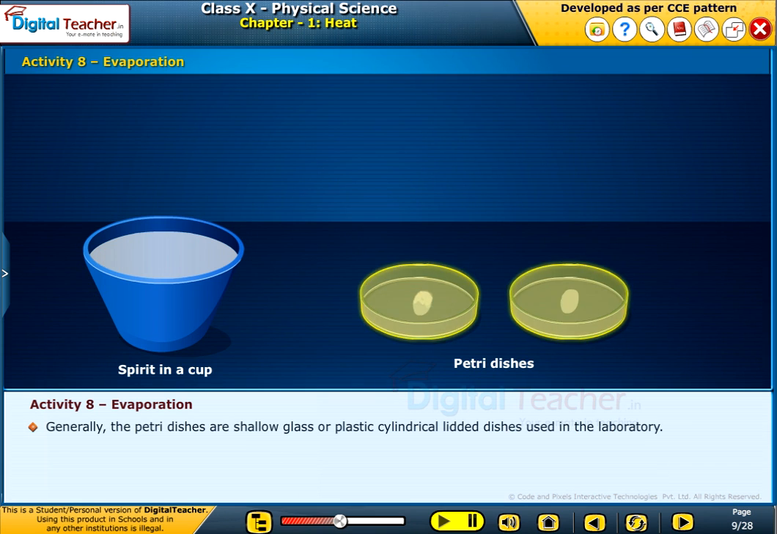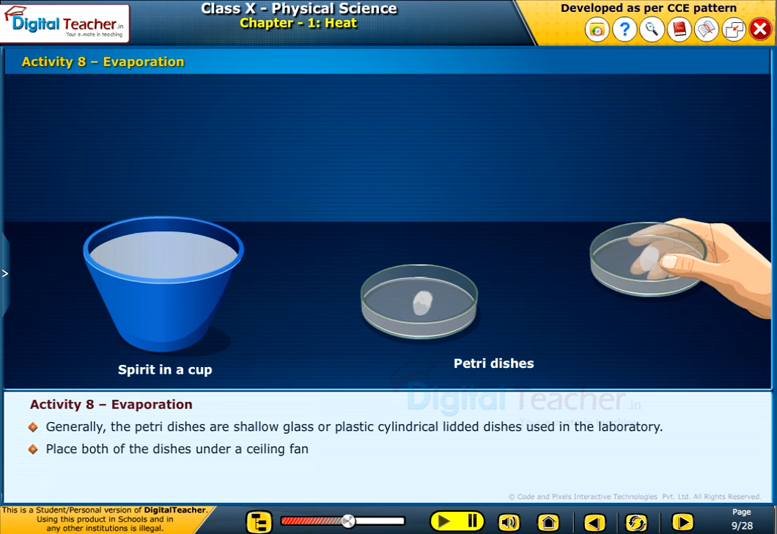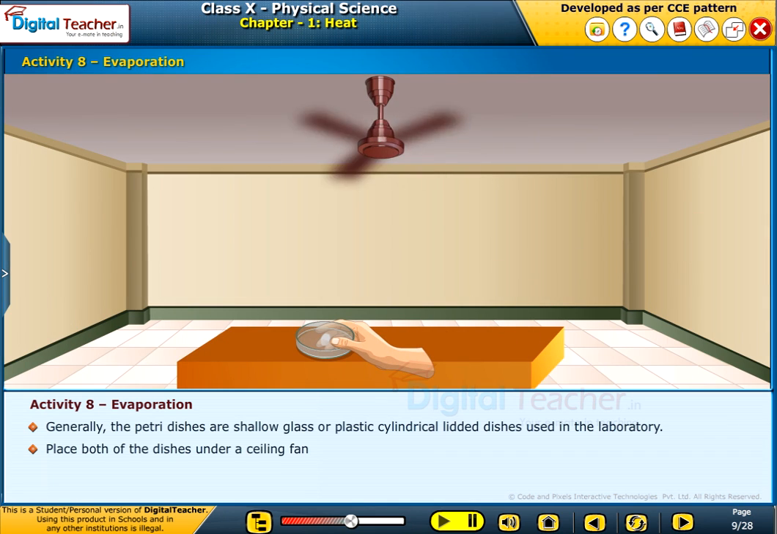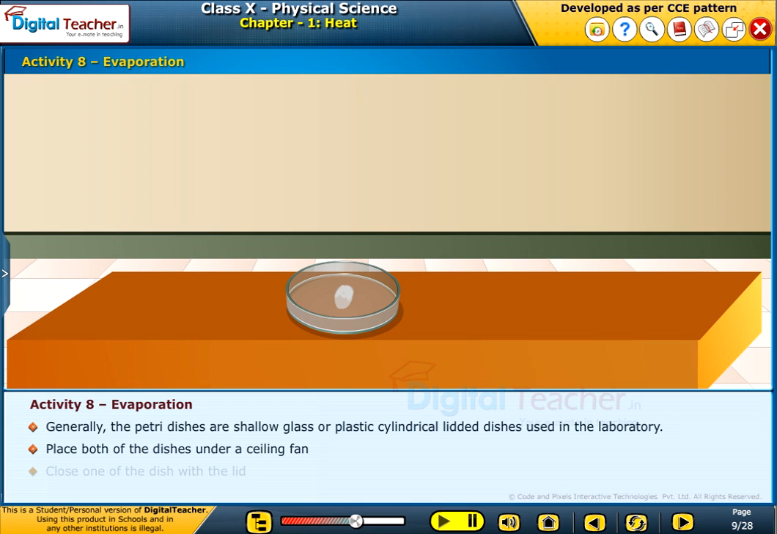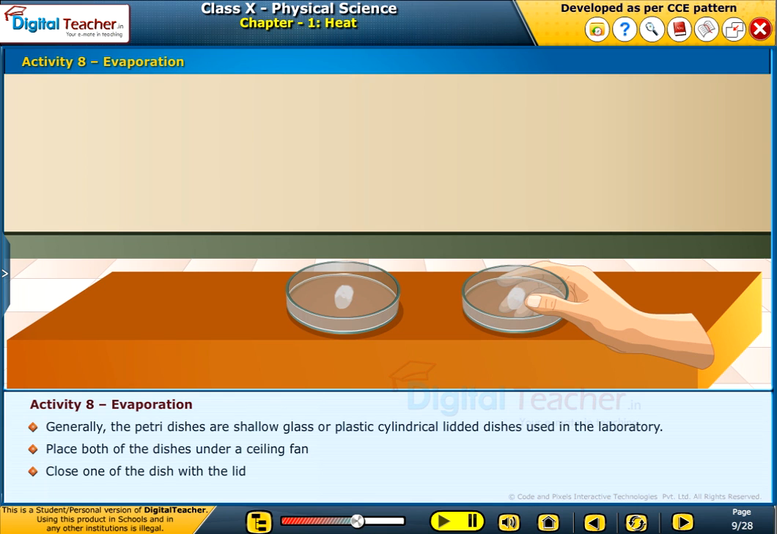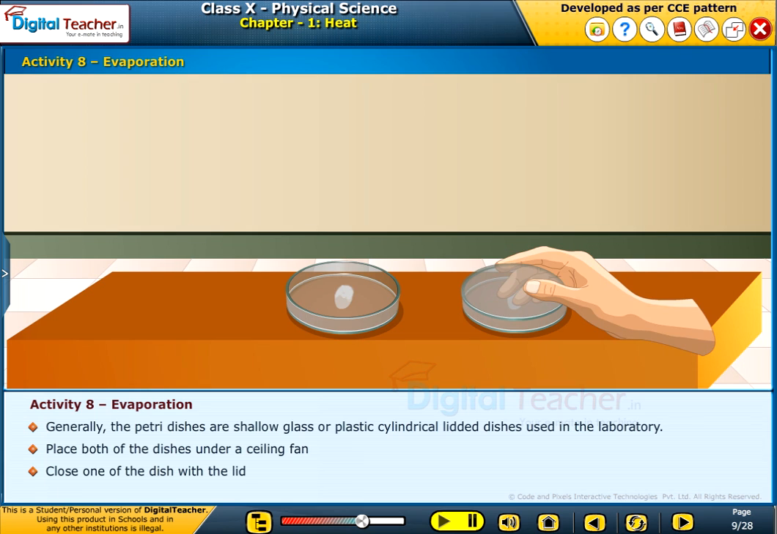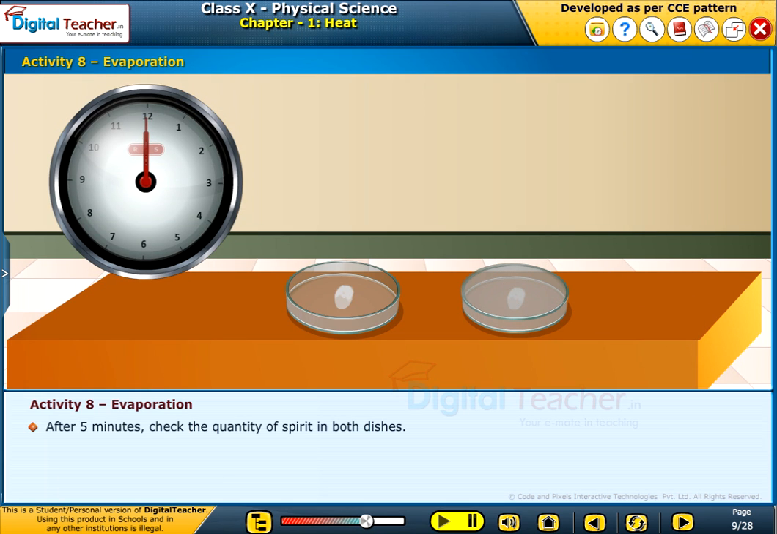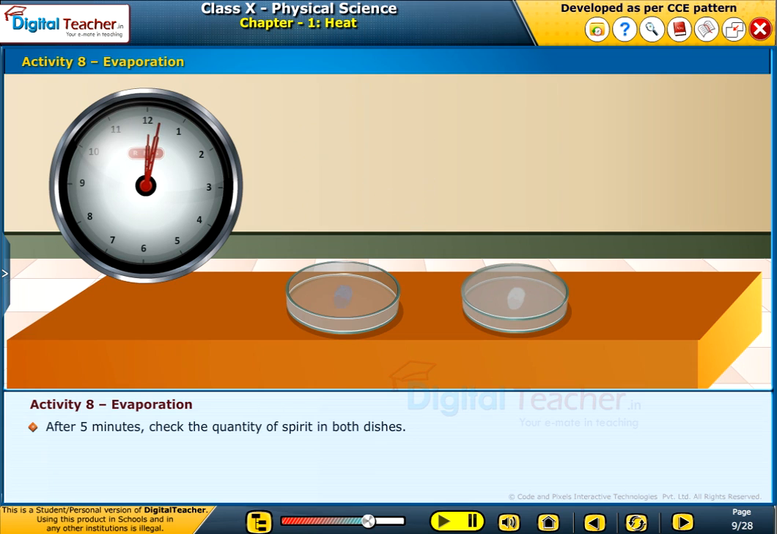Generally, petri dishes are shallow glass or plastic cylindrical lidded dishes used in the laboratory. Place both of the dishes under a ceiling fan. Close one of the dishes with the lid. After 5 minutes, check the quantity of spirit in both dishes.